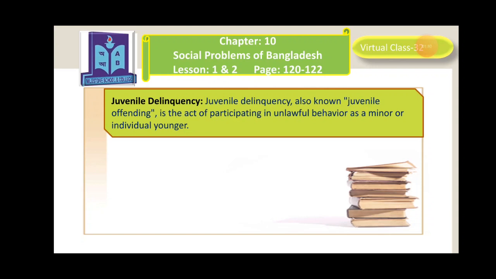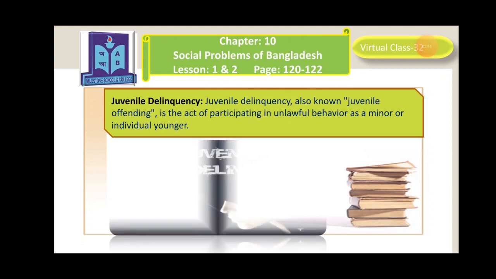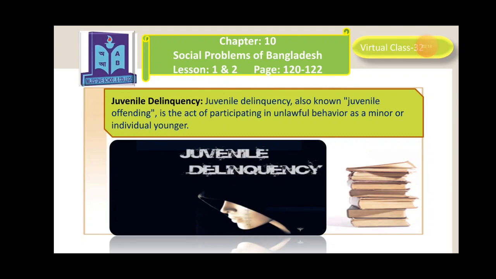So see, juvenile delinquency, also known as juvenile offending, is the act of participating in unlawful behavior as a minor, or you may say an individual under the age of 18 or 16, who fails to abide by the laws. This is known as juvenile delinquency. Here, see a juvenile's pictures.